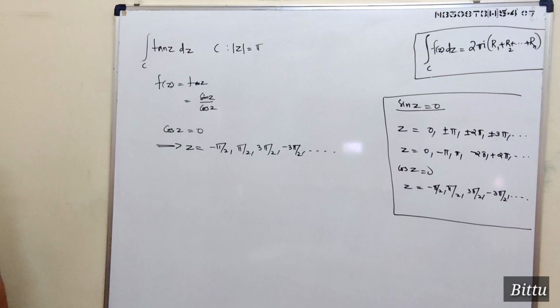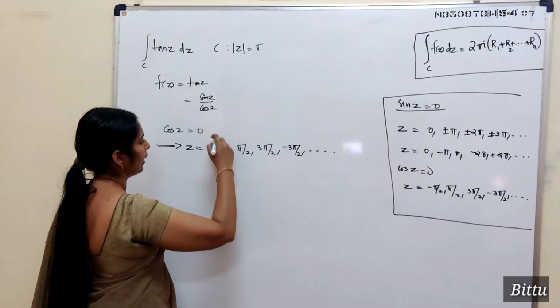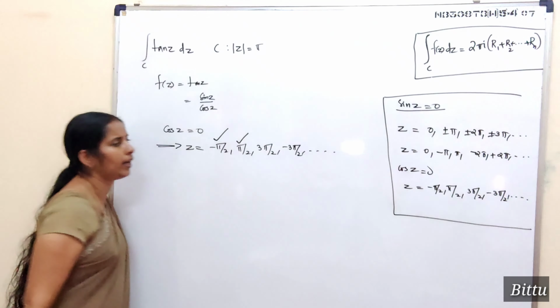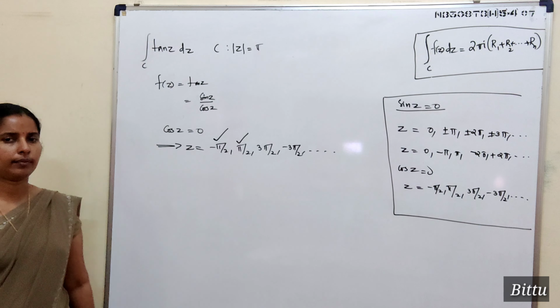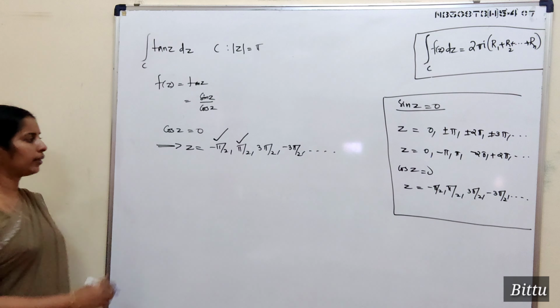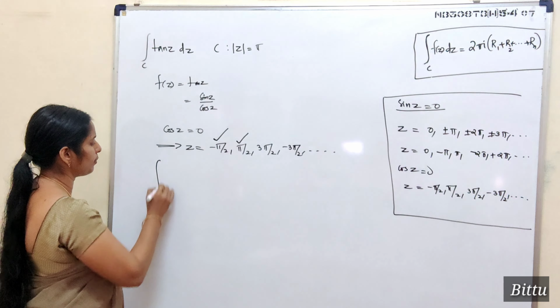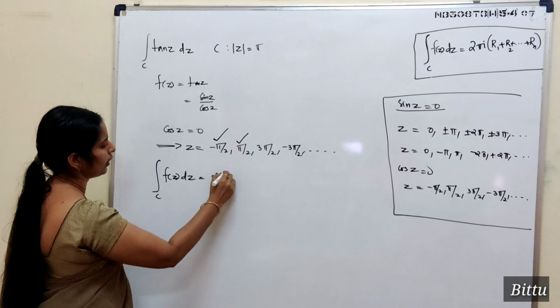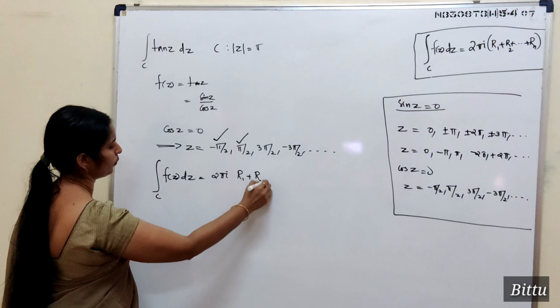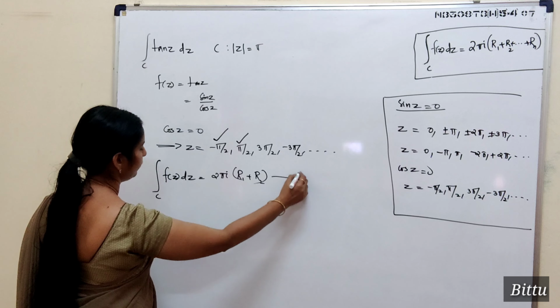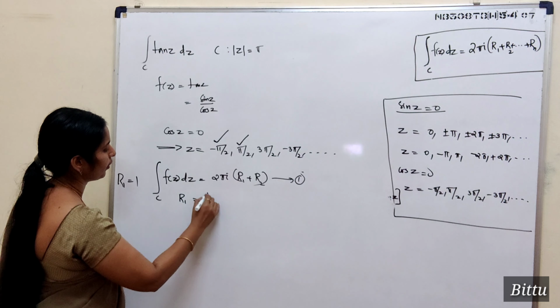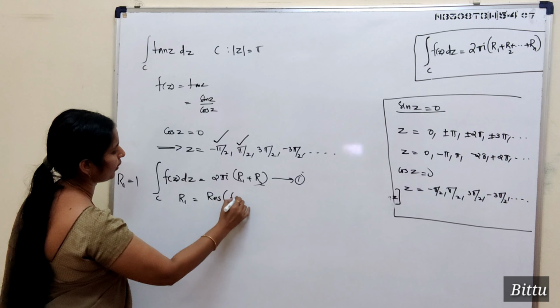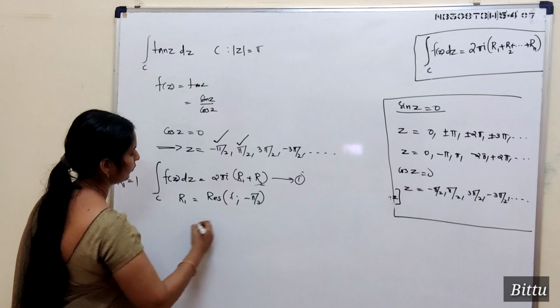Next, you check which singularities are within C. Our C is |z| = pi. Clearly, minus pi by 2 and plus pi by 2 are inside of C. So we can apply the residue theorem, which states the integral over C of f(z) dz is 2 pi i times (r1 plus r2). Let r1 be the residue of f at minus pi by 2.